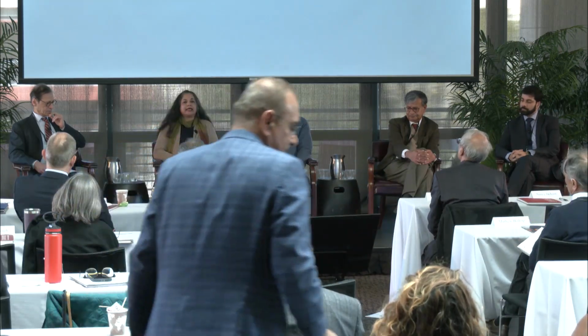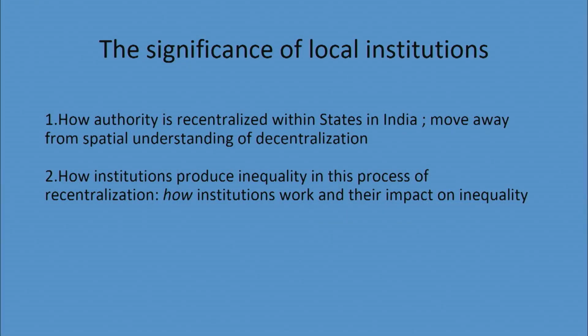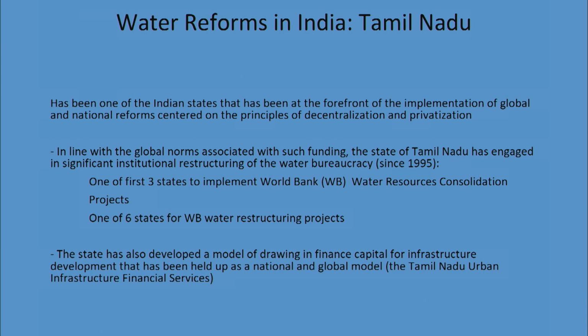And second, I want to talk a little bit about how institutions can reproduce inequality in this process of re-centralization, and how important it is for us to understand how institutions work at the local level if we're going to talk about some of the challenges of inequality which we're dealing with in India today. So I'm going to focus on the state of Tamil Nadu. There are a number of reasons why I'm focusing on Tamil Nadu.